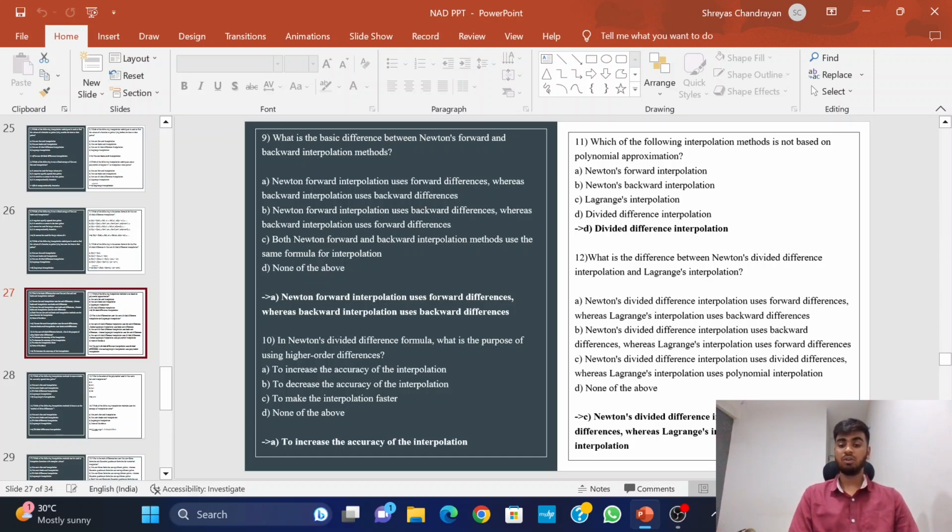Question 12 is what is the difference between Newton divided difference interpolation and Lagrange's interpolation? Given options are: Newton divided difference interpolation uses forward differences whereas Lagrange's interpolation uses backward differences. Newton divided difference interpolation uses backward differences whereas Lagrange's interpolation uses forward differences. C. Newton's divided difference interpolation uses divided difference whereas Lagrange's interpolation uses polynomial interpolation. So the correct option is C. Newton divided difference interpolation uses divided differences whereas Lagrange's interpolation uses polynomial interpolation.